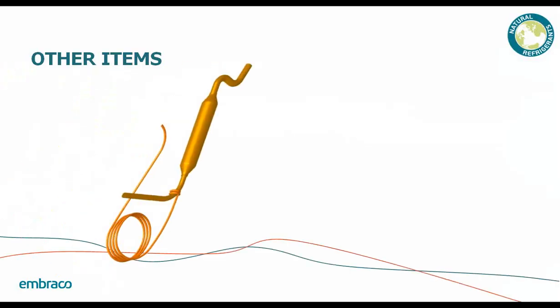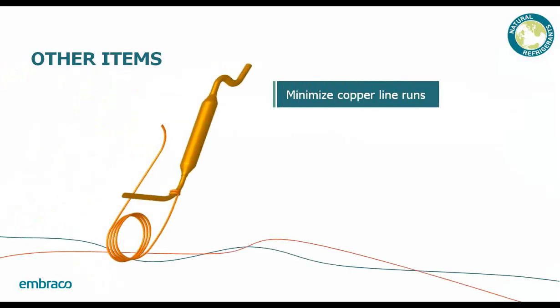Other items to consider. Always try and minimize the copper runs in your system. The more line runs you have in the system, it gives you more places for the refrigerant charge to hang out, and this could increase your refrigerant charge. When you apply your filter dryer, try to use the smallest filter dryer you can find. This helps also reduce charge because these can store refrigerant.